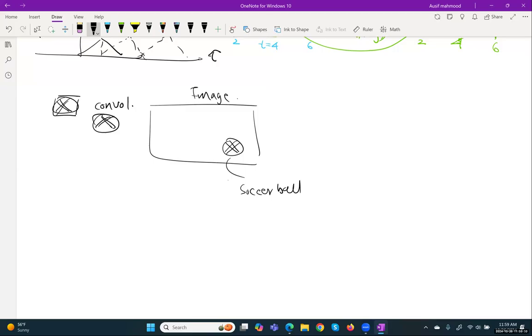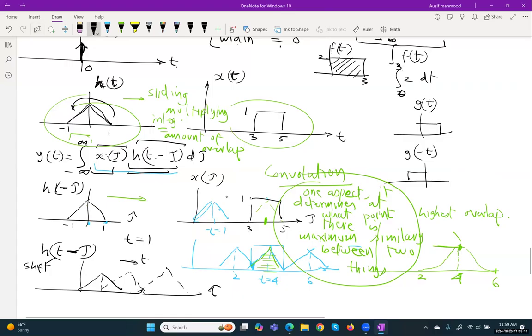So take a look, what will it do? I remember, what did I say? What does the convolution do? Let's go back over here. What's the first thing it does? Slides it. So think of it this way.